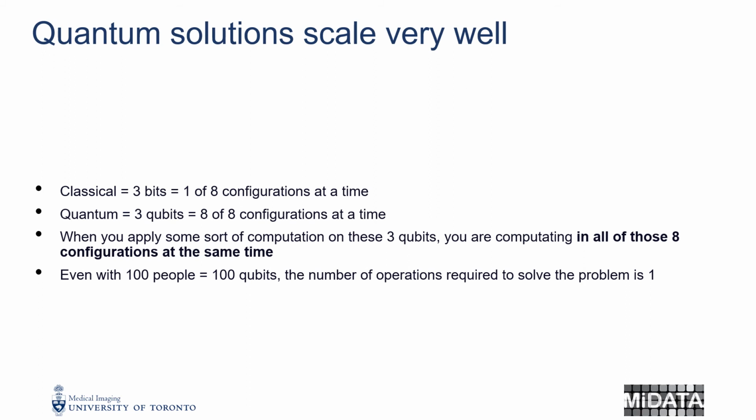This is when quantum solutions give a scaling benefit. In a sense, classical solutions with 3 bits means that you can evaluate one of 8 configurations at a time, but a quantum computer with 3 qubits can represent all 8 configurations at the same time. So when you apply any sort of computation, in this case addition, with these 3 qubits, you're computing all of those 8 configurations at the same time. So even with 100 people and 100 qubits being used, the number of operations required to solve the problem is only 1.